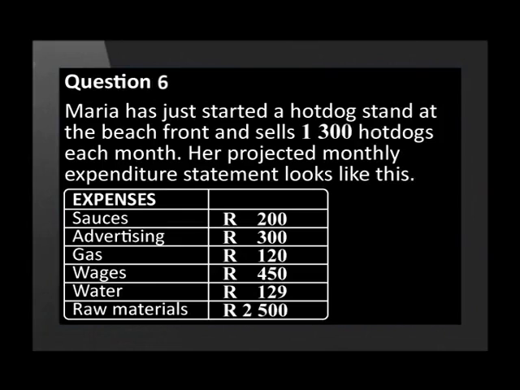Maria has just started a hot dog stand at the beachfront and sells 1,300 hot dogs each month. Her projected monthly expenditure statement looks like this. Sauces cost 200 Rand. Advertising is 300 Rand. Gas is 120 Rand. Wages cost 450 Rand. And raw materials cost 2,500 Rand.